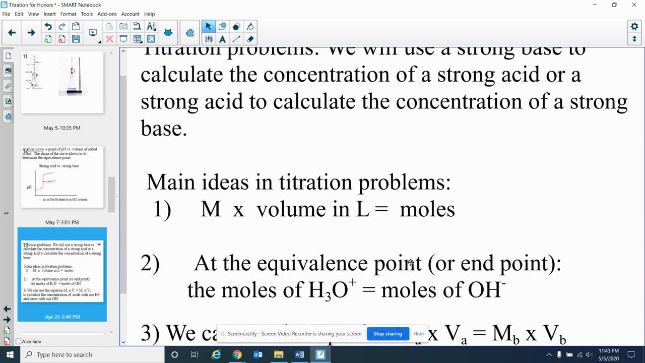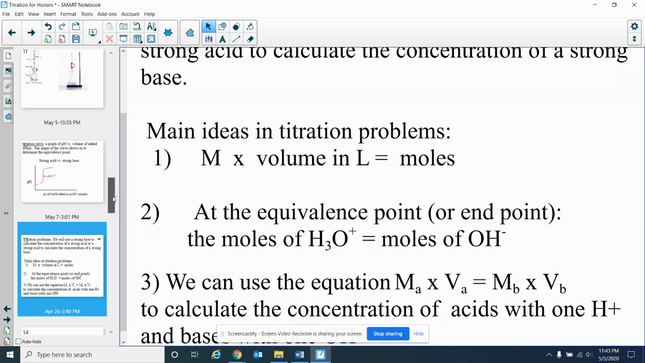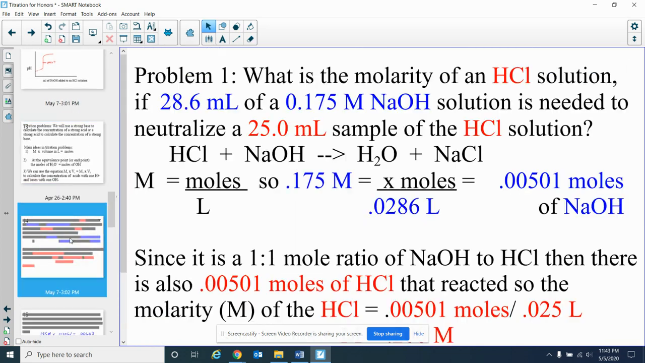And then at the equivalence point, the moles of H3O+ from the acid equals the moles of OH- from the base. Okay, and then at the end, I'll show you there's a little shortcut equation, MAVA equals MBVB. But first we're going to look at it from the mole standpoint.